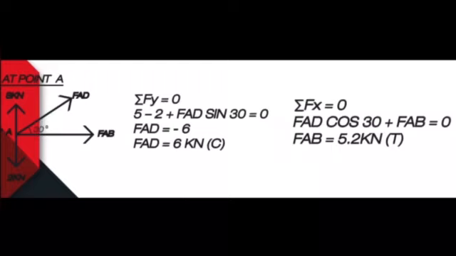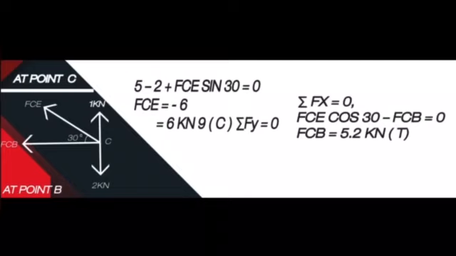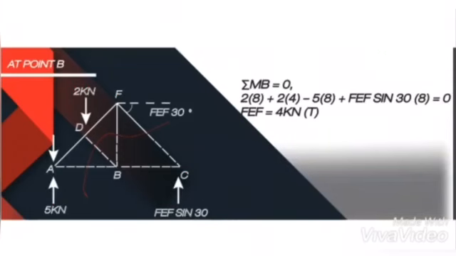Next, summation of Fx equals 0 too, where the equation is FAD cos 30 plus FAB equals 0, and the value of FAB equals 5.2 kN, which represents tension. These steps apply to joint C too. At point B, we use the method of sections to cut the structure as shown in the figure. Next, we make the equation of equilibrium of moment at point B. Then we get FEF equal to 4 kN tension.